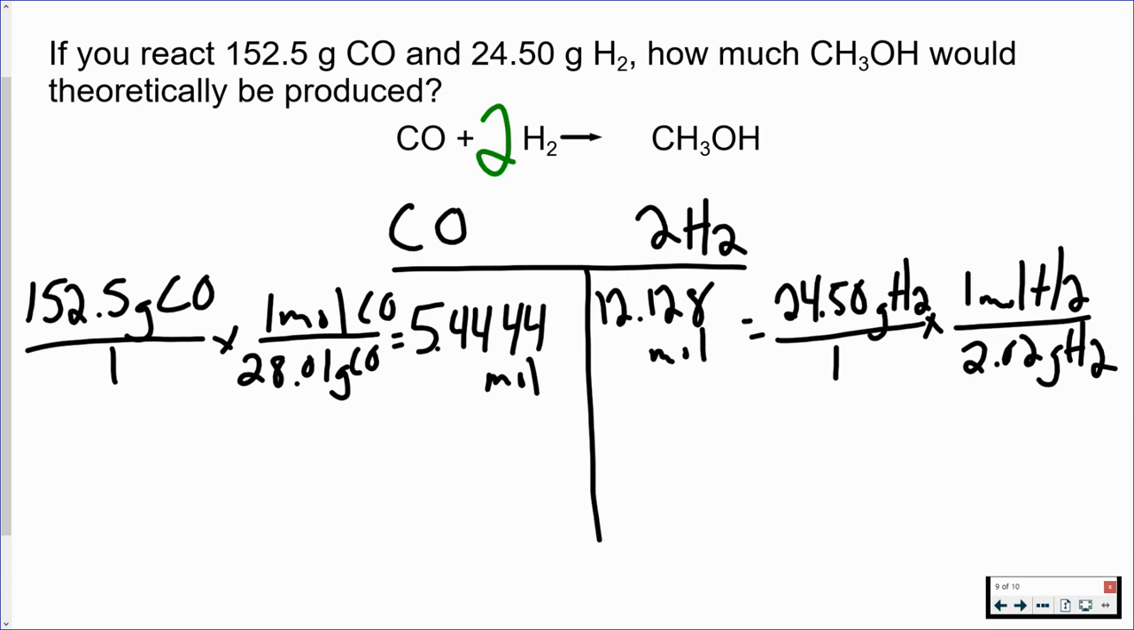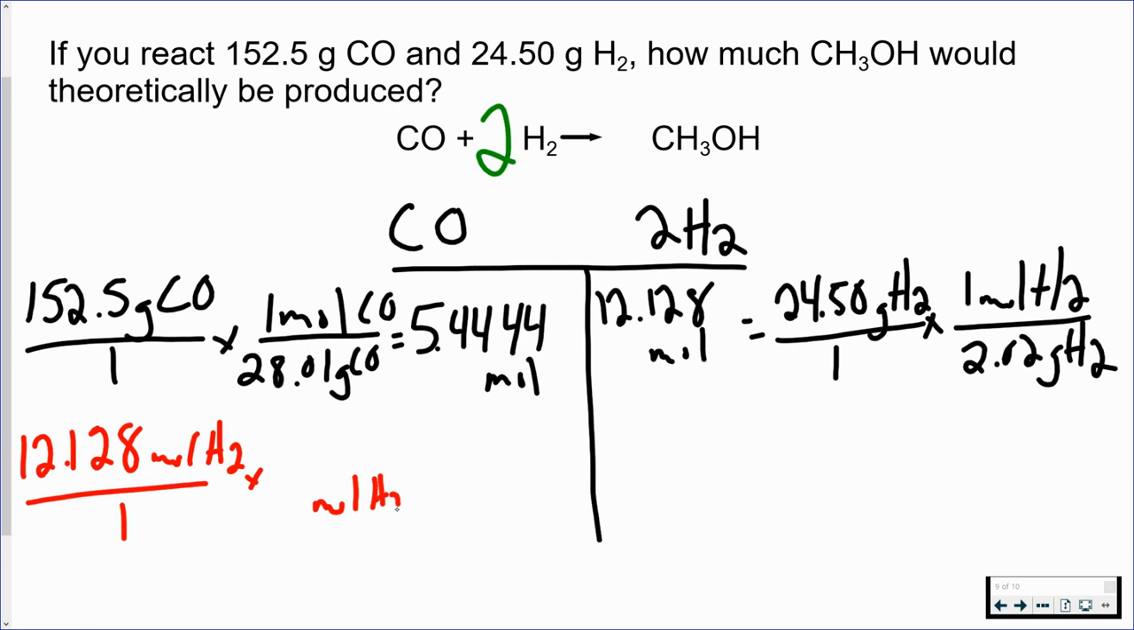Now what we do with the T-chart is take the moles of hydrogen and calculate how many moles of carbon monoxide it would take to use up all of that hydrogen. You start out with 12.128 moles of H2 over 1. Now we're going to use the molar ratio to go from moles of H2 to moles of CO.